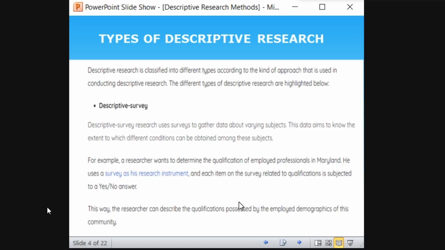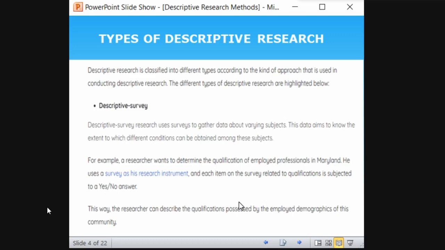So let's see this with an example. For example, take this one. A researcher wants to determine the qualification of employed professionals in Maryland. So there are certain professionals who are working in various companies. Maryland is a place, okay. So he wants to know the qualification of employed professionals, that means people who are working in various companies in Maryland. That researcher wants to know the qualification. Okay. So he uses a survey as his research instrument.